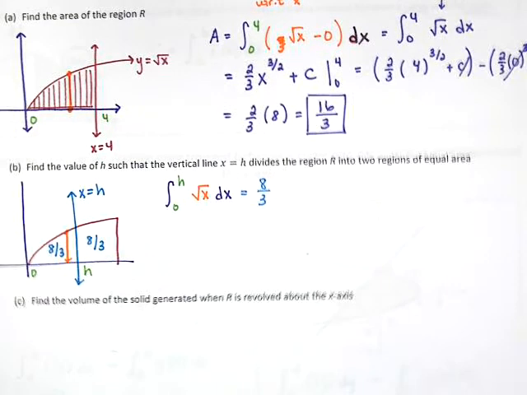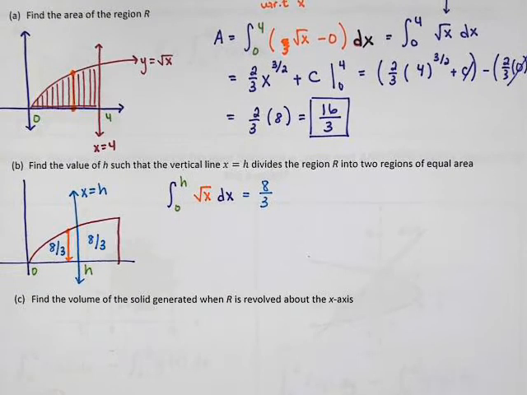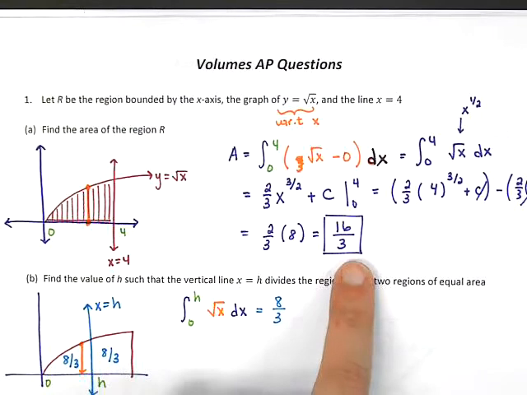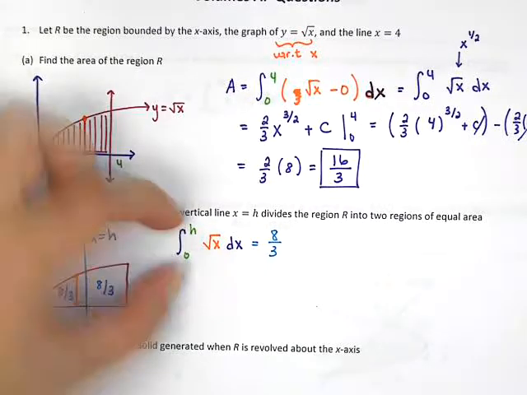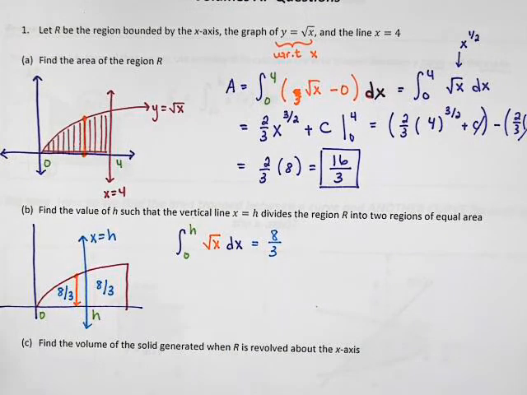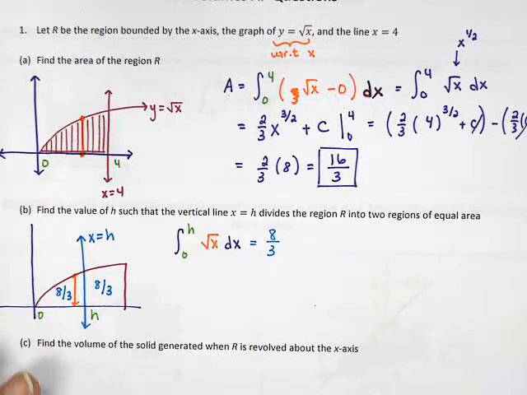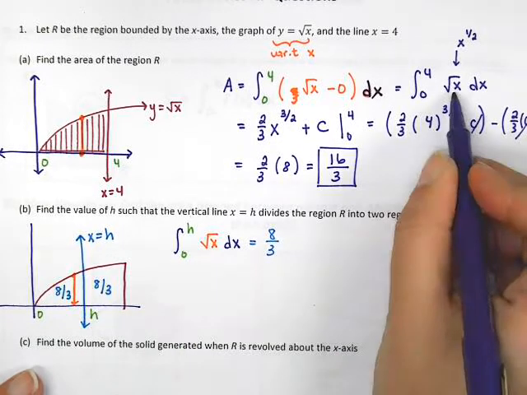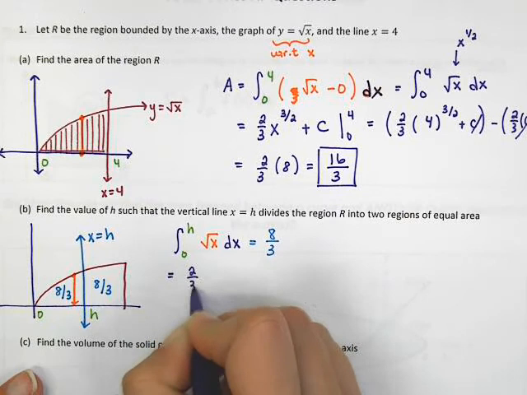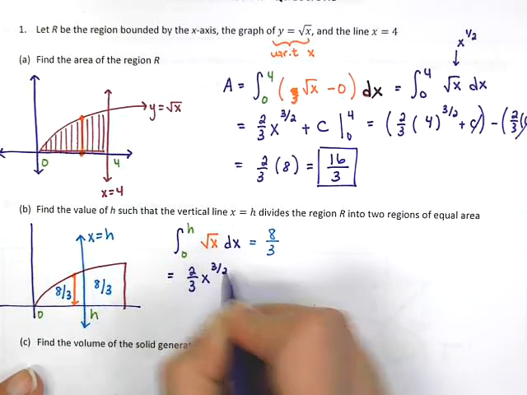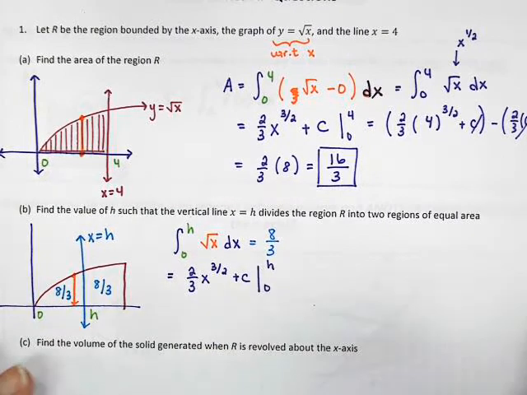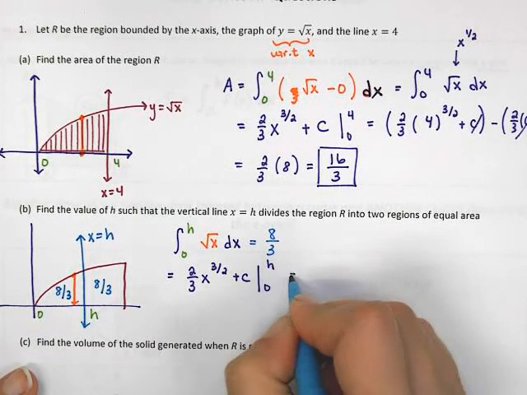Now, the reason this problem is a little bit different than what we already did was that in the previous problem, we knew both of the bounds and we were finding the area. Here, we're missing one of the bounds, but we know what we want the area to be. So, we're going to deal with the left side of this equation first. Just like before, the antiderivative of the square root of x would be 2/3 x to the 3/2 plus c, evaluated between 0 and h. And we know we want that to equal 8/3.